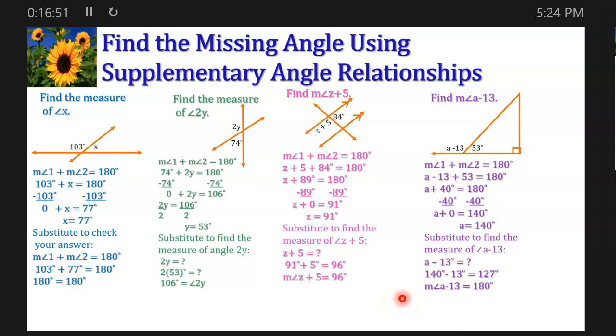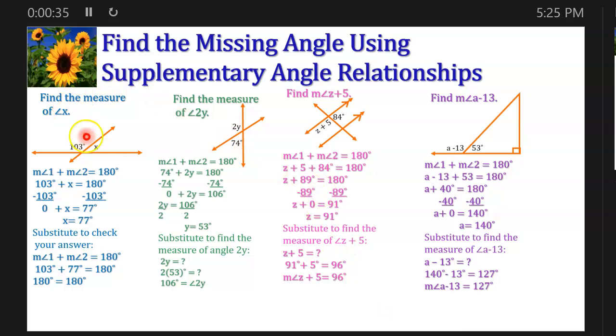And so the measure of angle A, oh, that's not right. All right, so we fixed that. So the measure of angle A minus 13 has to be 127, because that is what we get when we subtract this 13 from our A, which is 140.